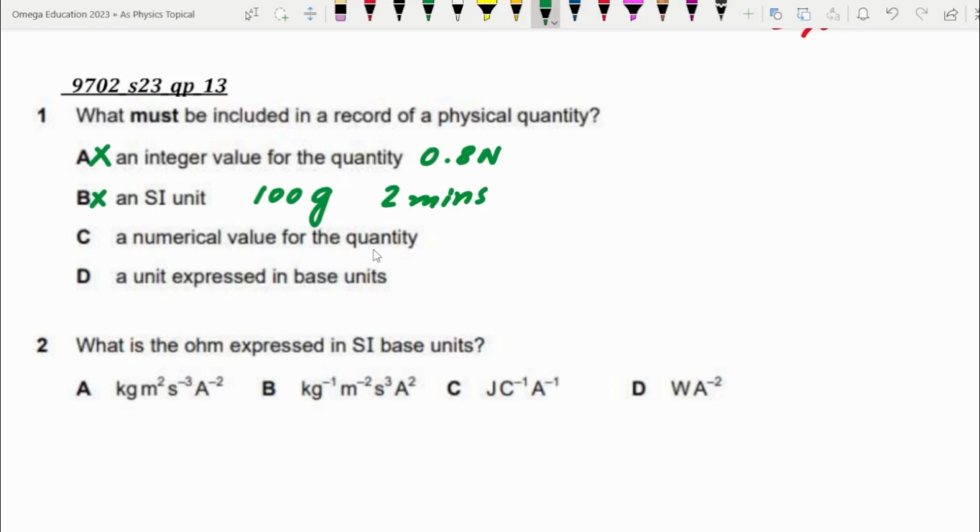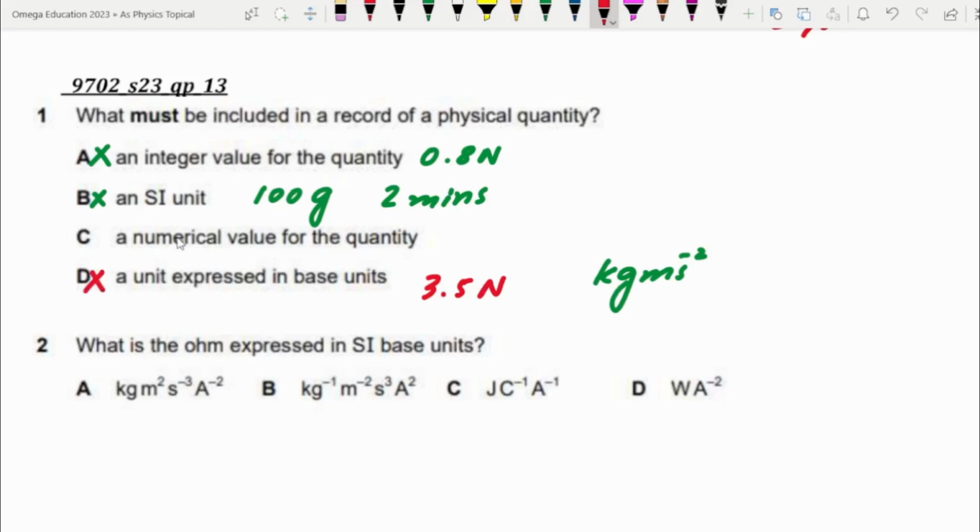A numeric value for a quantity. Okay, let's talk about this one later. Unit expressed in base units. So the base units of force is like kg m s minus 2. But can we not represent force in newtons? Can't we say like 3.5 newtons? So base units, once again, is not a compulsion.